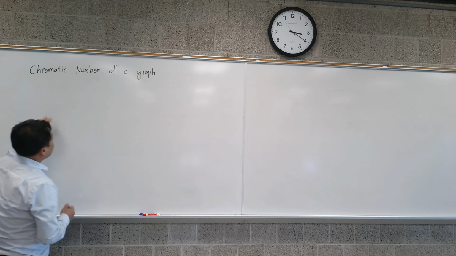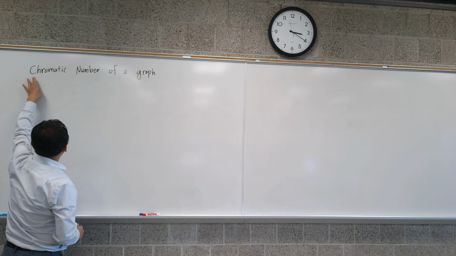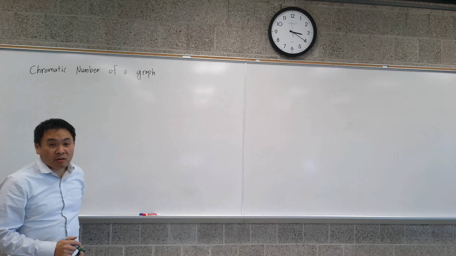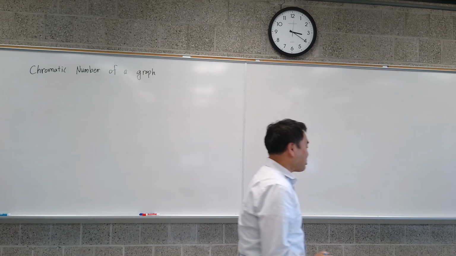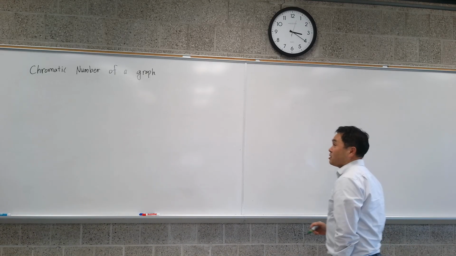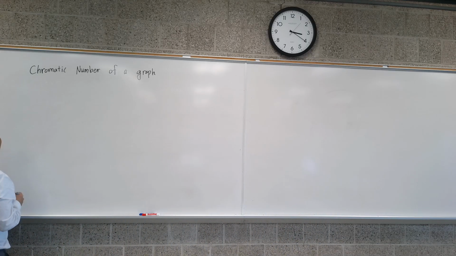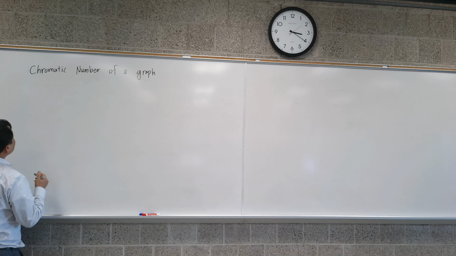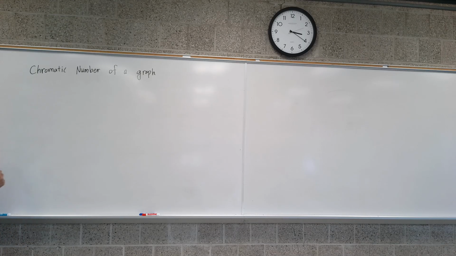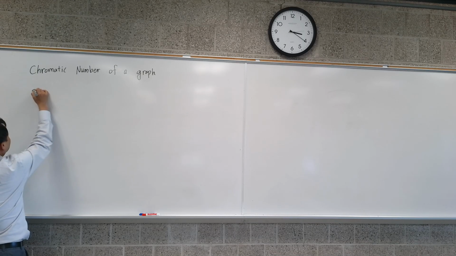Okay, chromatic number of a graph. Chroma means color, right? So it's about being able to color a graph. Now, I've already spoken a little bit about color, so we're talking about bipartite graphs, right?